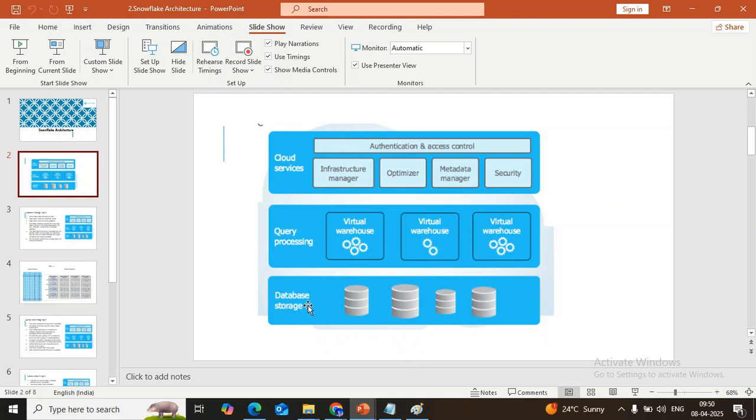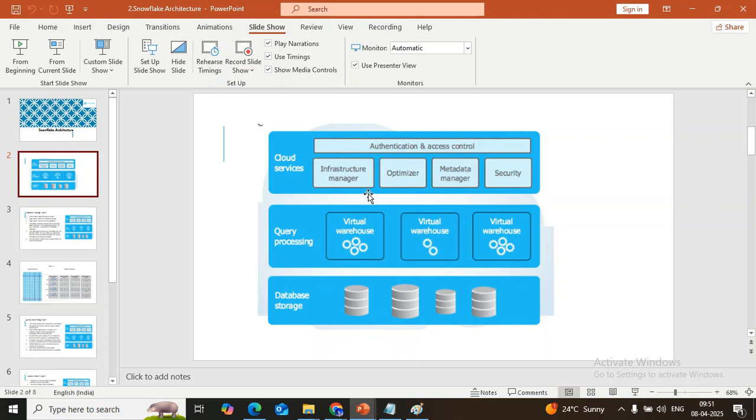The database storage layer keeps the data, and the query processing layer actually processes our queries and DML operations, which we are talking about right now, using virtual warehouses. The cloud service layer is the brain of Snowflake, like the monitor of your computer or laptop, coordinating all the infrastructure of Snowflake, whatever the metadata management, security, authentication, and serverless tasks, which are managed by Snowflake with the help of the cloud service layer.